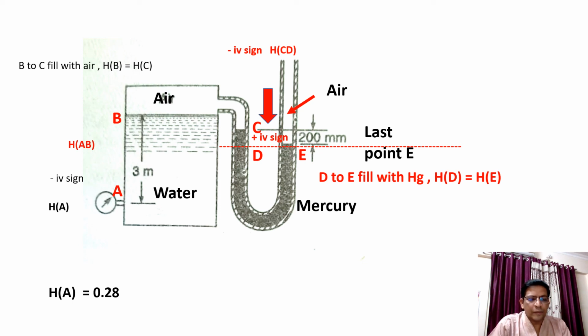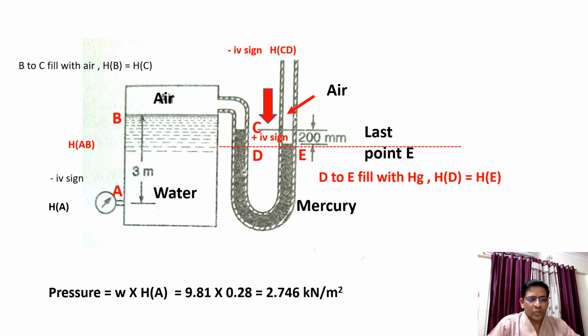So finally, the pressure head at point A using the manometric equation method is 0.28. Now let us think about the unit of the answer. Before substituting values, we converted all pressure heads in terms of meters of water. Therefore, the pressure head at point A is 0.28 meter of water.